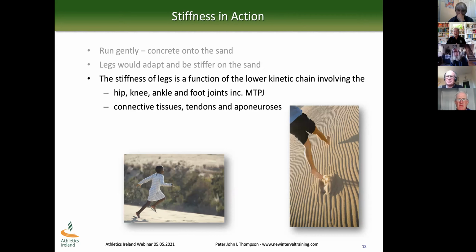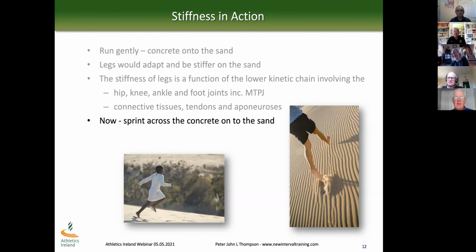And that is a function of, when you're running, the lower kinetic chain with the hip, knee, ankle, and foot joints. It's those activities coupled with the stability of the upper kinetic chain. Because if you've got a well-functioning lower kinetic chain, but you're unstable in your upper kinetic chain, then you're going to lose biokinetic energy. You're not going to be able to get all the energy return you want. So it involves the kinetic tissues, the tendons, and the aponeuroses. Now think about it.